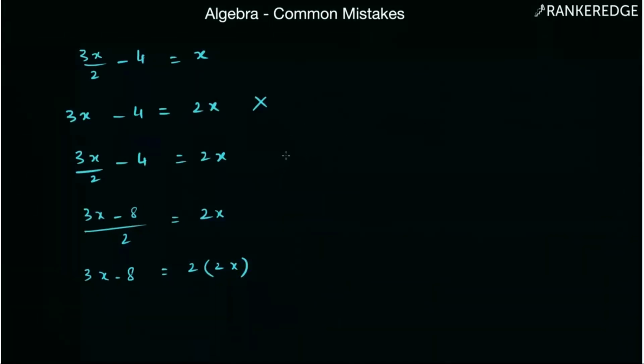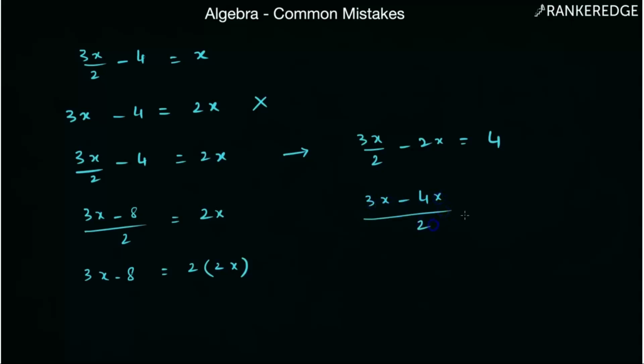Or when I have something like this, I can write this as 3x by 2 minus 2x is equal to 4. I take the number part to the right hand side and bring 2x to this side. Then I can take LCM again. 3x minus 4x by 2 is equal to 4. That is minus x by 2 is equal to 4. And I get x is equal to minus 8.